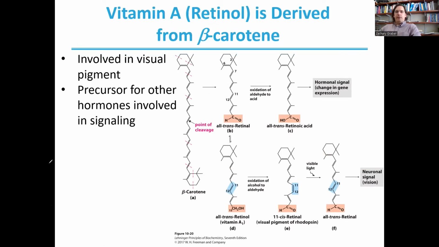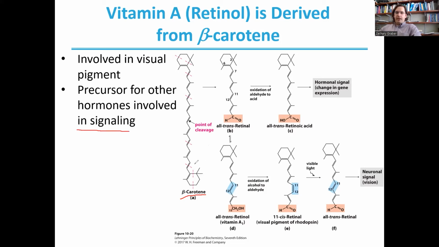Our next fat-soluble vitamin is vitamin A. Vitamin A is derived from beta-carotene. So as you can see, our structure here is quite different from the structure that we saw for vitamin D. Vitamin A is involved in vision and it also acts as a precursor for various other hormones.